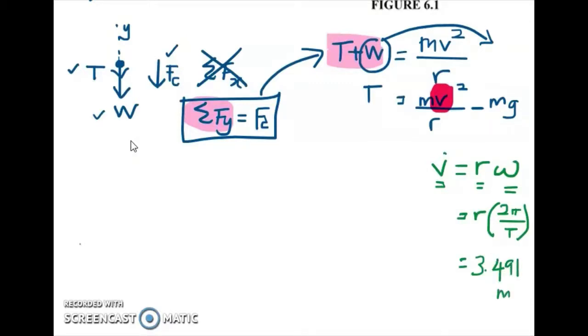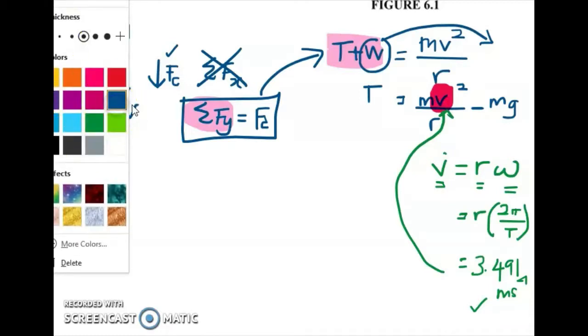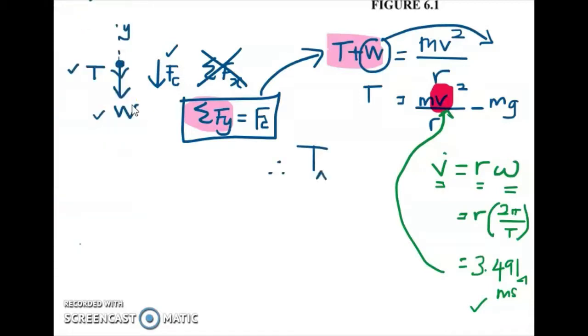3.491 meter per second. Okay, once you get that, you just substitute this inside here, and then you will get the value for tension at point A, which is 2.91 Newton.